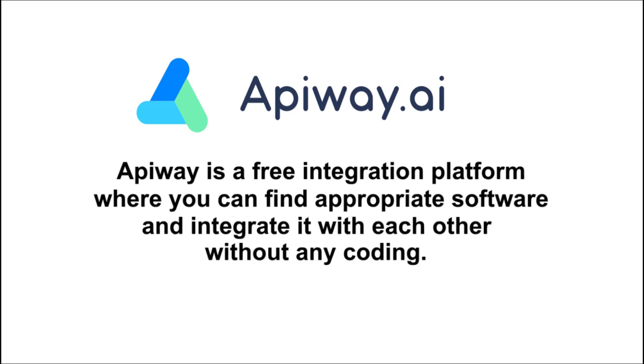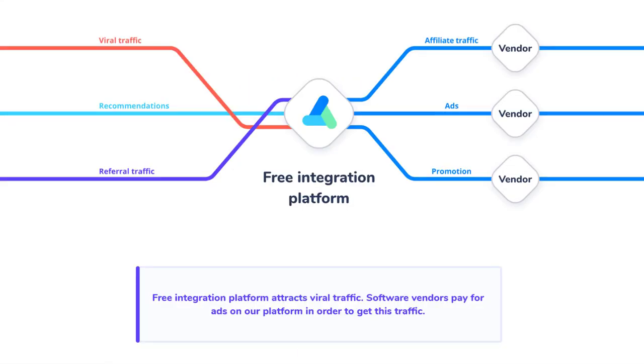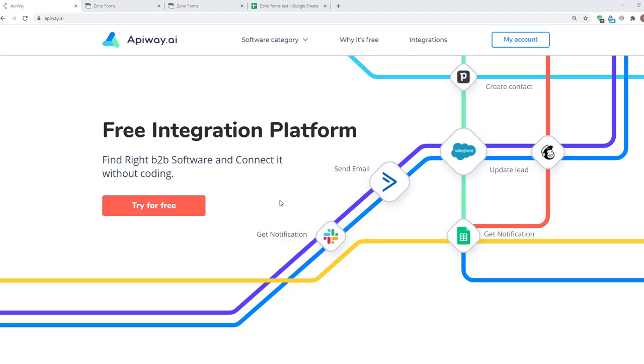Apiway is a free integration platform where you can find appropriate software and integrate it with each other without any coding. Just make a few clicks. Apiway charges money from software vendors and promotes them in the software marketplace. That's why it is totally free and has no time limits for end users. Now, let's move on to the integration.